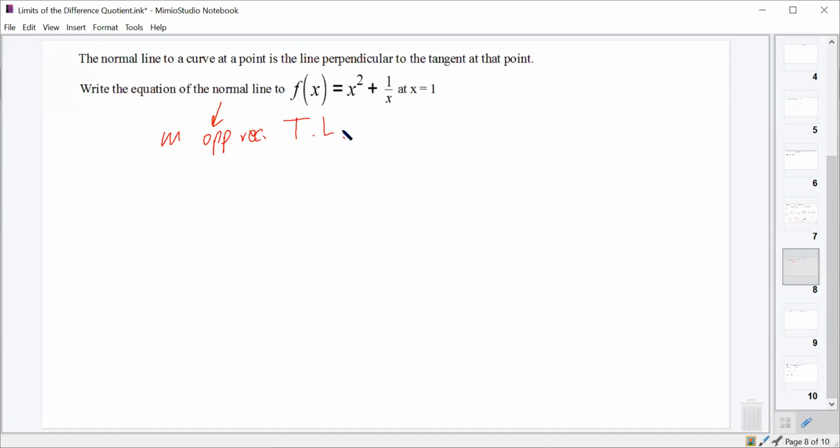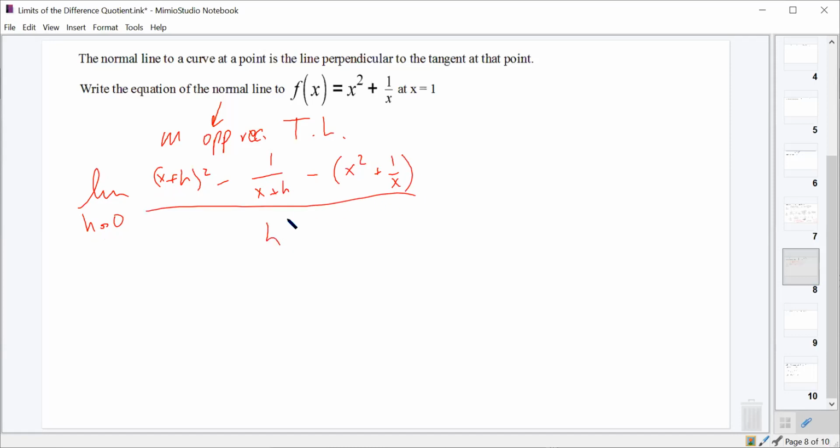Yes. All right. So we've now got the limit as h approaches 0 of (x plus h) squared plus 1 over x plus h minus x squared plus 1 over x, all over h. That's how to find our slope of the tangent line, right? I think you forgot the positive. You wrote a negative instead in the numerator. Oh, yes, I did. Look at that. Perfect. Thank you.